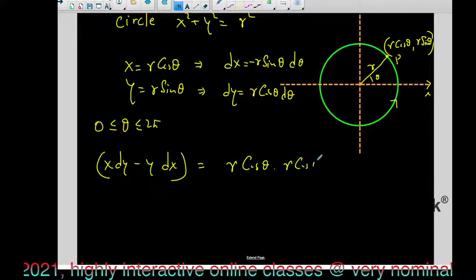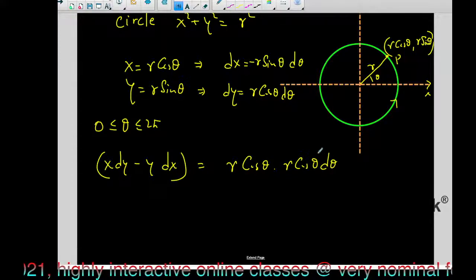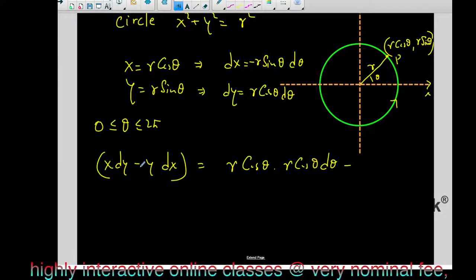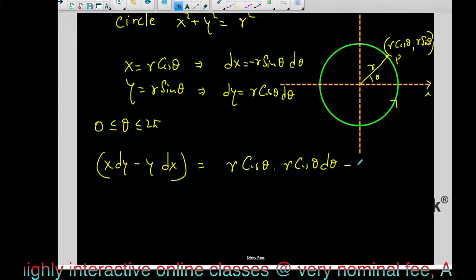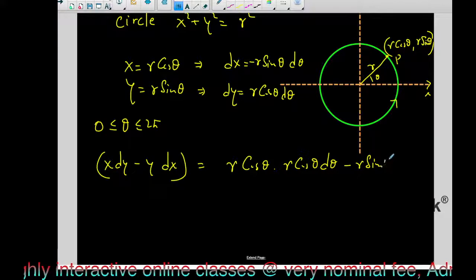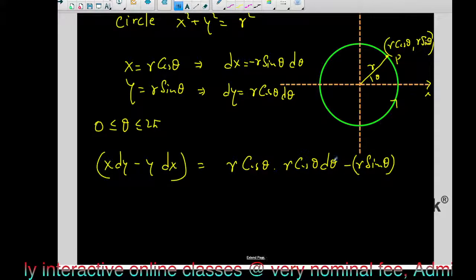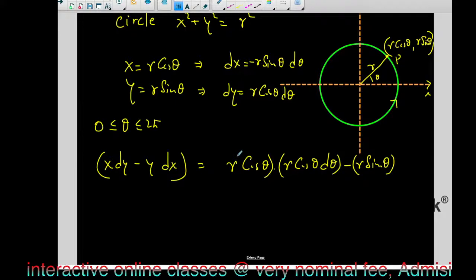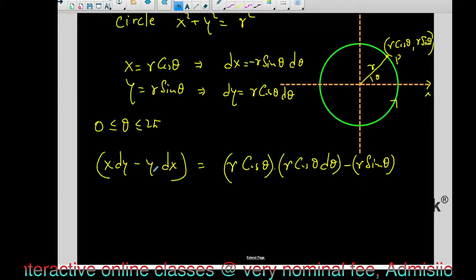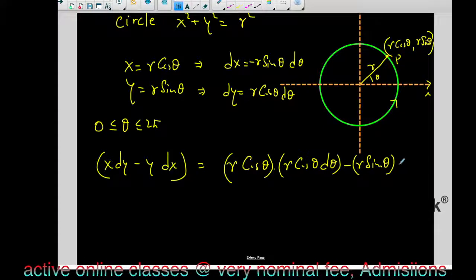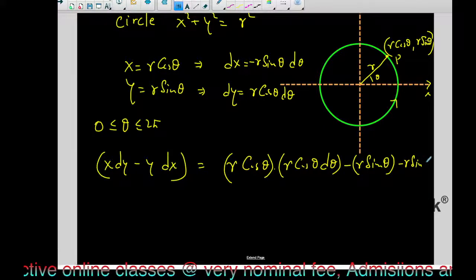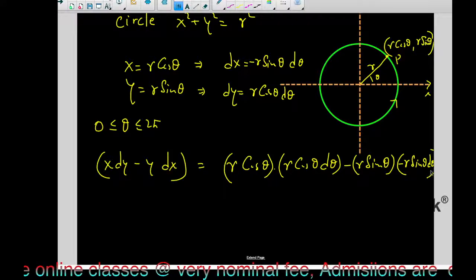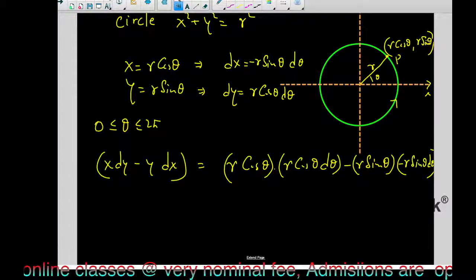r cos theta, once again that is the same, d theta for this dy. For this dy, I am writing over here, minus as minus with this one, and r sine theta. Let me substitute this value clearly here. This is for x, this is for dy, and this is for y. And what about dx? dx is minus r sine theta d theta. Is it all right? Is it okay?